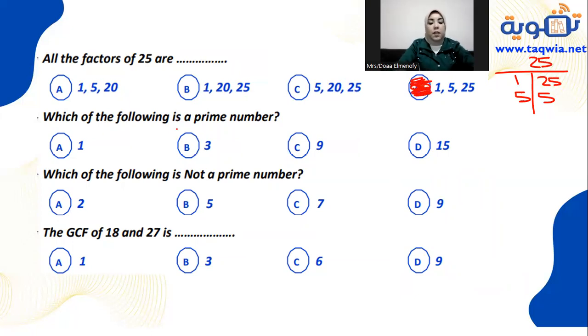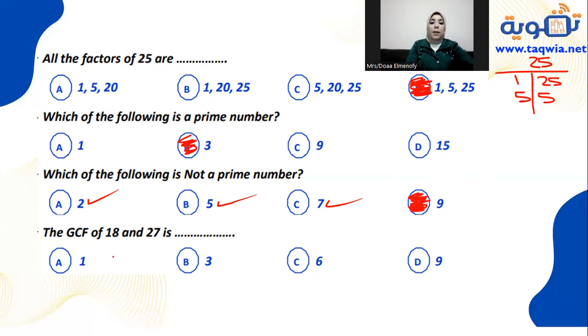This one. Which of the following is a prime number? Let's remember together what a prime number is. A prime has only two factors. One has only one factor, so it's not prime, and it's not composite. 3 is prime, yes, but 9 and 15 are composite numbers. Which of the following is not a prime number? 2 is prime, yes. 5 is prime, yes. 7 is prime, yes, but what about 9? 9 is not prime, so it's a composite number.